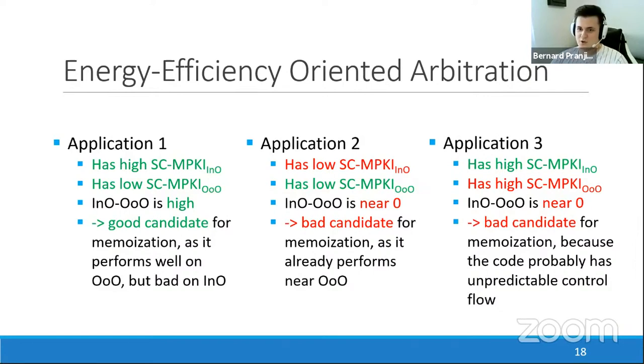So there is really no point to migrate it to the out-of-order core. In this case, we would turn the out-of-order core off if there are no better candidates. And this way we can preserve energy because the performance will basically be the same.